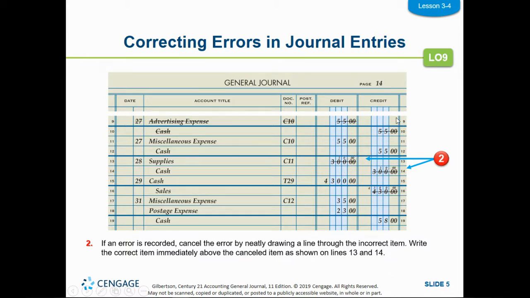So instead of doing the whole transaction over again, like here you had the wrong accounts, but here you have the right accounts, you just have the numbers wrong. So you're just going to draw a line through them and write it right above them. Same thing here. It was recorded as $430 and it was supposed to be $4,300. So the same thing there.